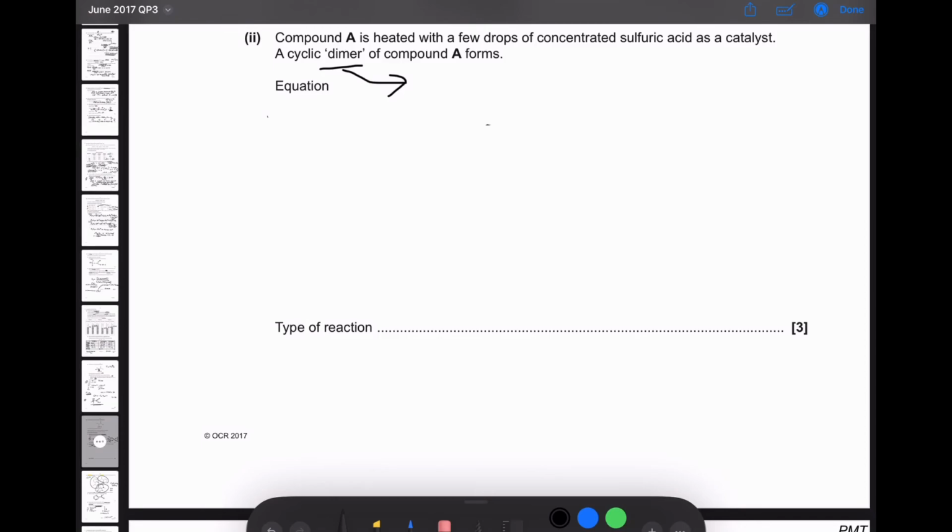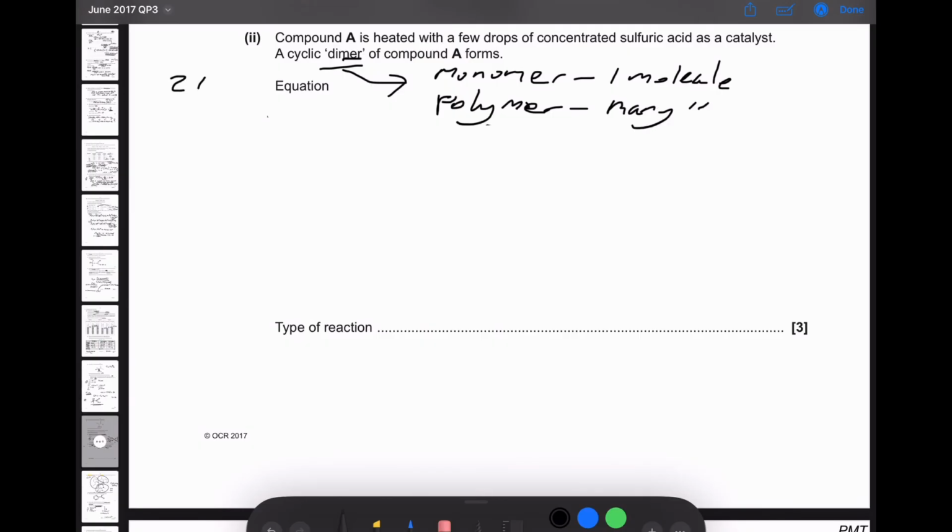But it's okay. What words do you know that end in mer, that have something to do with chemistry? Well, you know the word monomer. What does that mean? Well, it means one molecule. And you know the word polymer. And what does that mean? Well, it means many molecules, multiple molecules. So what does a dimer mean? Well, it's going to mean 2 molecules.